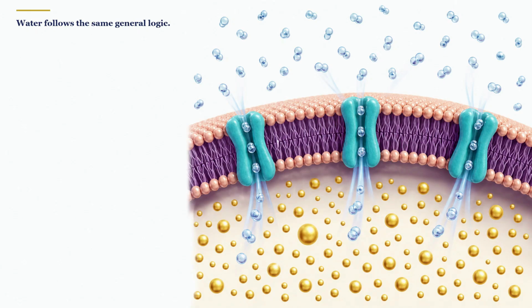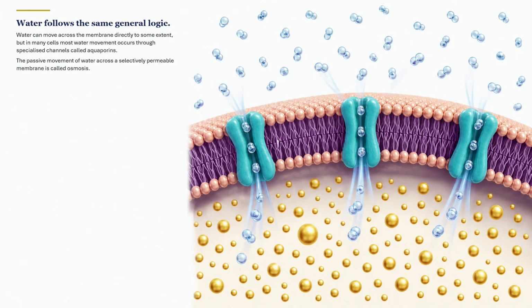Water follows the same general logic. Water can move across the membrane directly to some extent, but in many cells, most water movement occurs through specialized channels called aquaporins. The passive movement of water across a selectively permeable membrane is called osmosis. Water moves toward the side with the greater concentration of osmotically active solute because that is the side where the effective concentration of free water is lower.